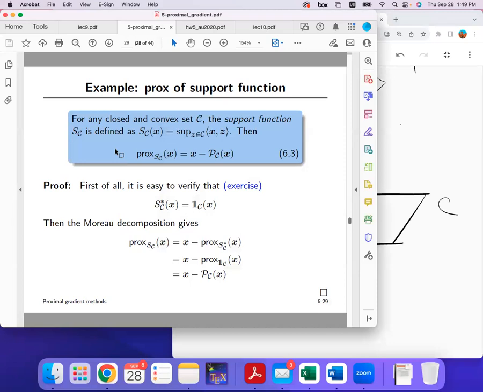Okay, let's stop here. Maybe next time we will go back to this part and check how we derive this conjugate and how to understand these support functions.